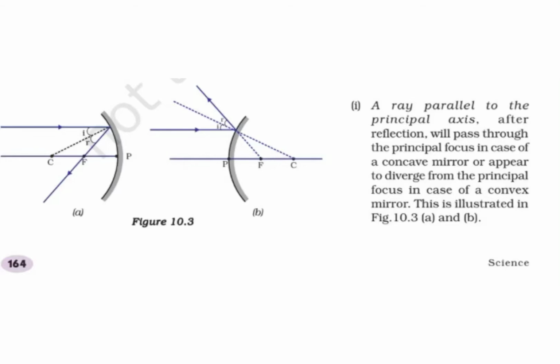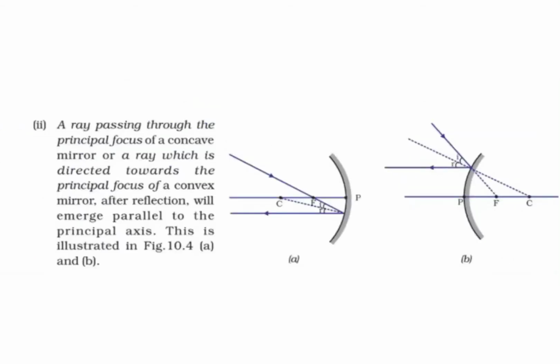So again I am repeating the first rule, that a ray which is parallel to principal axis passes through F after reflection. Second rule, a ray which is getting incident on mirror after passing through F will be parallel to principal axis after reflection. In figure A you can see that a ray which is passing through F is getting incident on concave mirror, and after reflection it is parallel to principal axis. And in figure B you can see that a ray is getting incident on convex mirror passing through F, and it is parallel to principal axis after reflection.